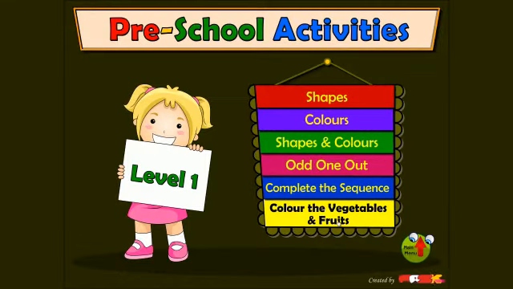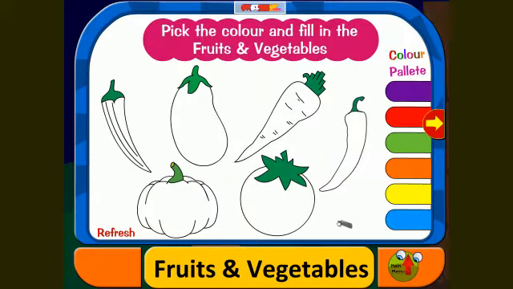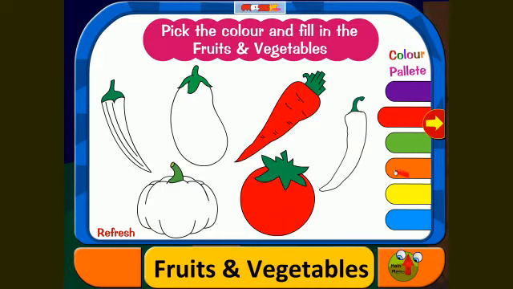Color the vegetables and fruits. Pick the color and fill in the fruits and vegetables. Wrong. Correct. Amazing. Wrong. You are right.